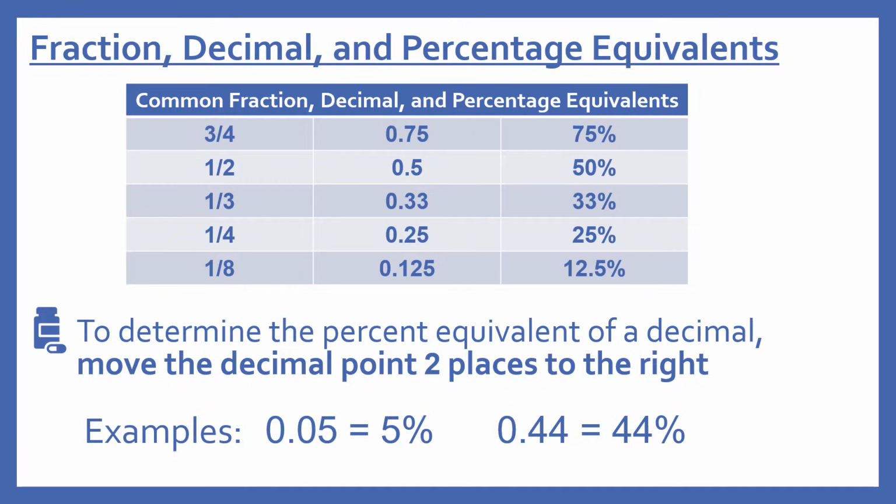To determine a percentage equivalent of a decimal, all you have to do is move the decimal point 2 places to the right. So for example, 0.05 is 5%. 0.44, we just move the decimal 2 places to the right, and that's 44%.